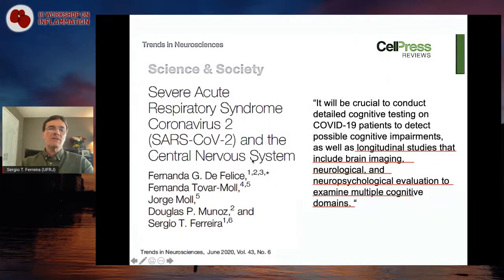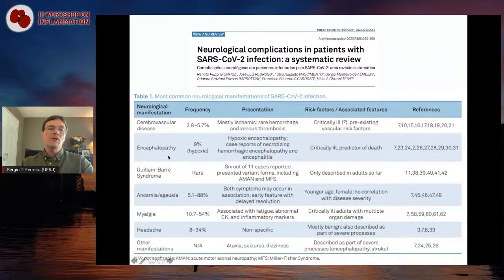And in the last few moments, I just want to show you what we've been interested in studying. After we published this perspective article in April of last year, there have been a number of studies, clinical and pathology studies, trying to determine to what extent the central nervous system is actually targeted by, sorry, by SARS-CoV-2.